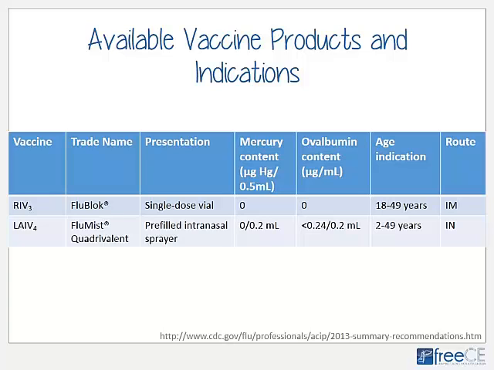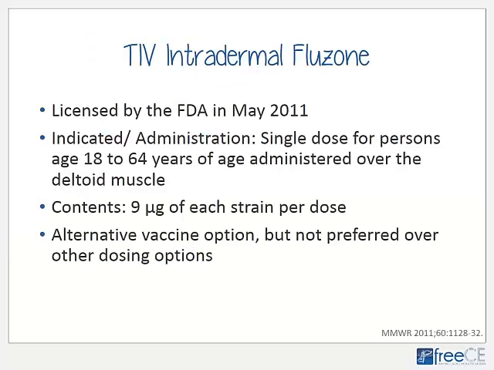And then finally, we have our live attenuated influenza vaccine, which is FluMist. So FluMist has replaced their trivalent product with the quadrivalent product. The trivalent product is not available anymore. And it is a pre-filled intranasal sprayer. It's 0.2 mL, no mercury contained in the immunization. And it is indicated in folks who are between the ages of 2 and 49. It is administered intranasally.